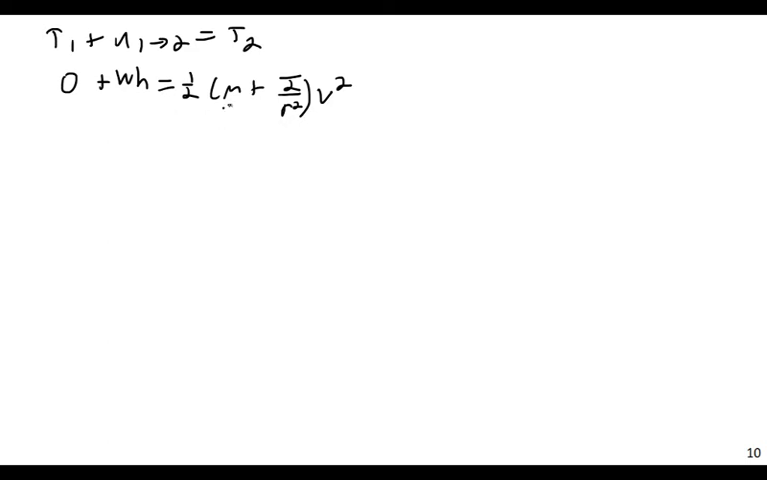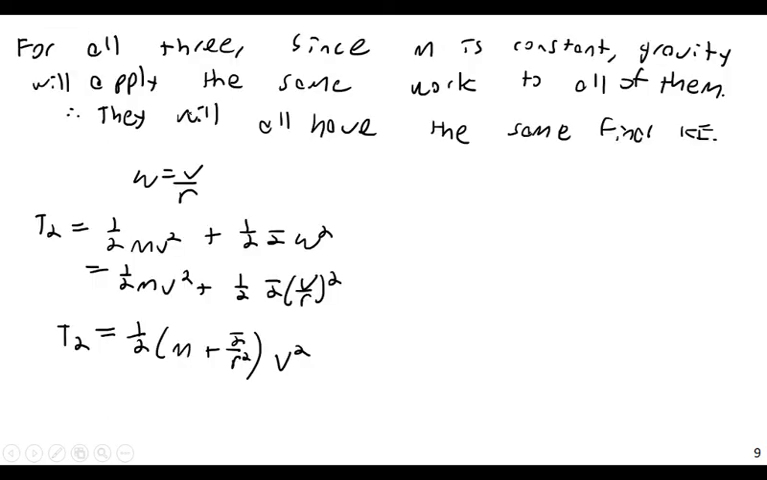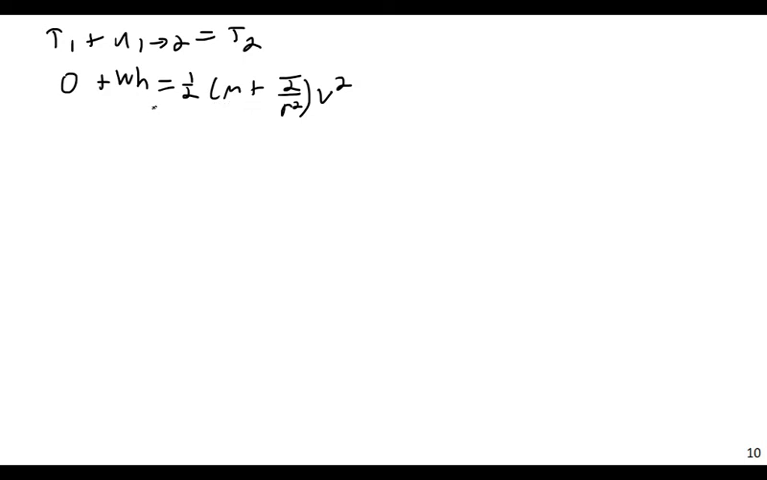So again, I'm just replacing various terms with each other. All I did was replace U1 with W times H, the weight times the height, because really that's the work that's going to be done. The work that will be done on the object is simply from gravity. That is the weight times the height.